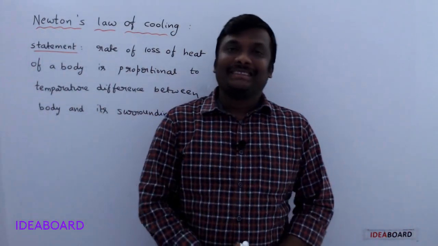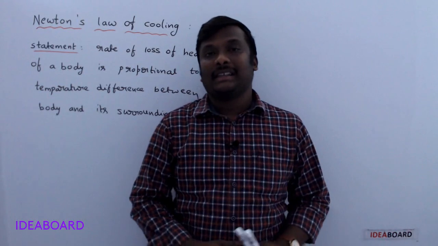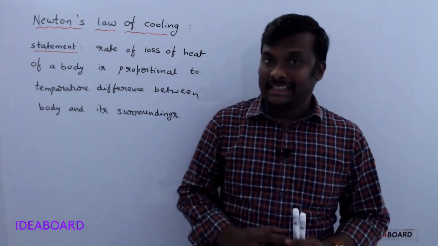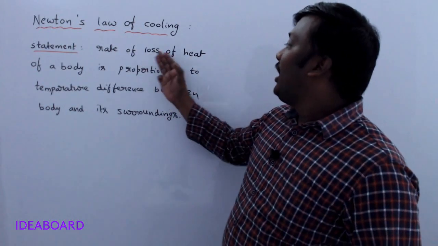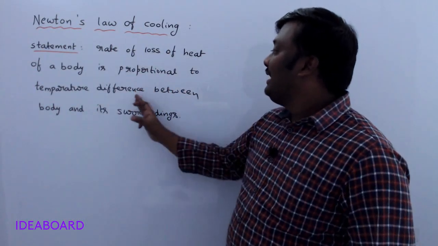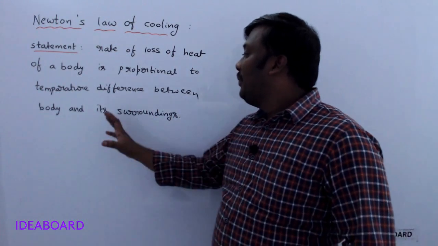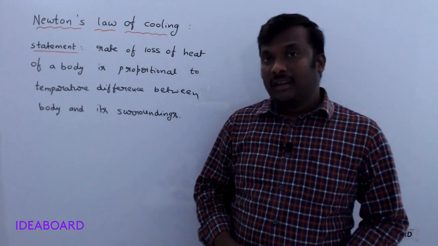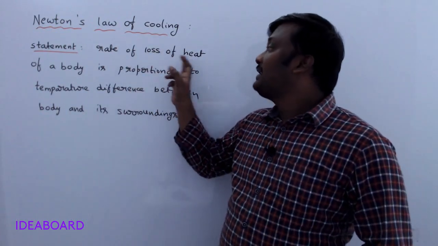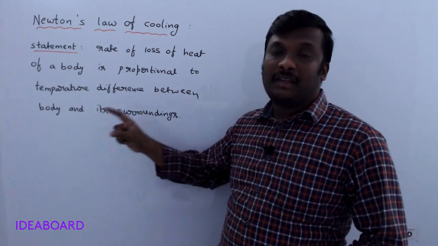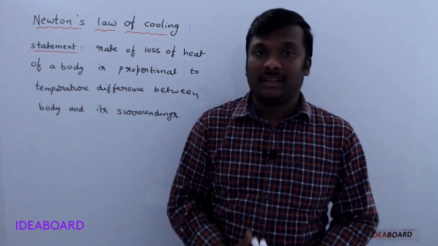Hello students. In today's section, we discuss Newton's law of cooling. It is stated as: the rate of loss of heat of a body is proportional to the temperature difference between the body and its surroundings. Rate of loss of heat of a body is proportional to the temperature difference between body and surroundings.